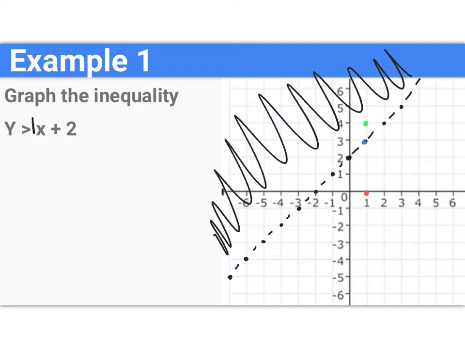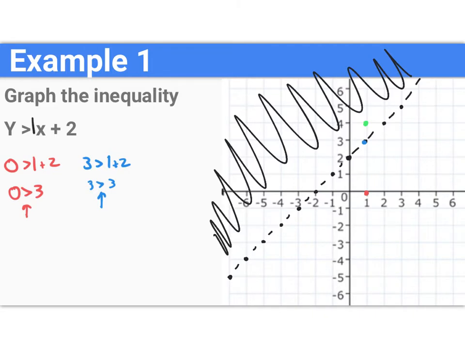So watch how the colors work out. Let's try 1, 0 first. Is 0 greater than 1 plus 2? 0 is not greater than 3. It does not work. So we can see that the point in red does not work. Let's try the blue point, which is on the line. Is 3 greater than 1 plus 2? 3 is not greater than 3. It is equal to 3. So this is why the blue point doesn't work.